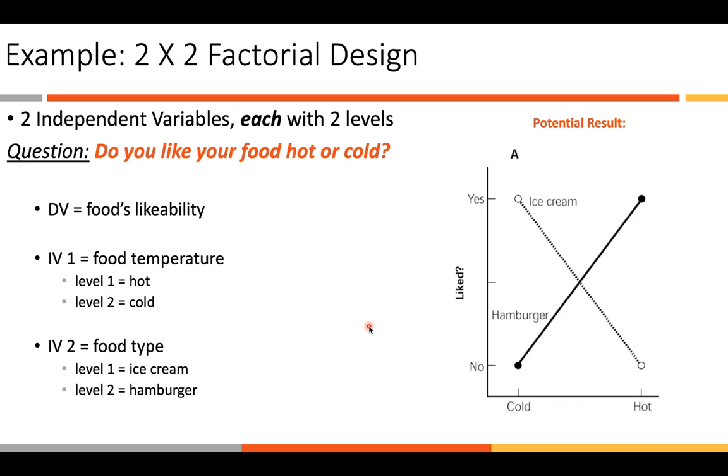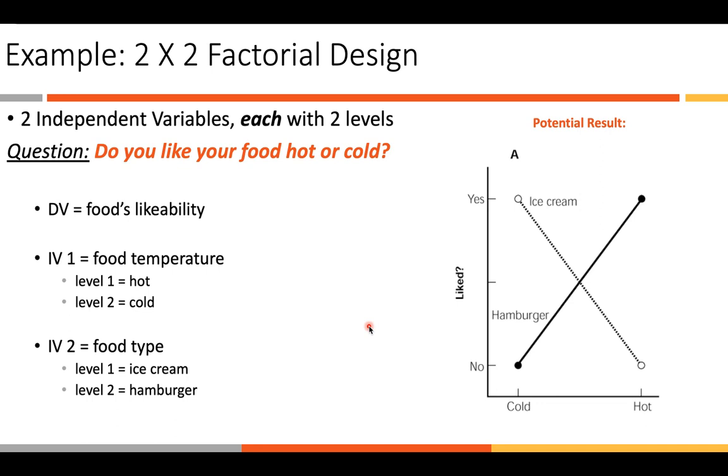We could, if we thought that food type and food temperature impacted likability, say, well, let's do experiment 1 with food temperature and then experiment 2 with food type. But what that would not allow us to do is investigate this interaction. So we would have experiment 1 on temperature, and then we would draw some conclusion just about temperature. Then we would have experiment 2 on food type, draw some conclusion just about food type. And then we would be left hanging out to dry.